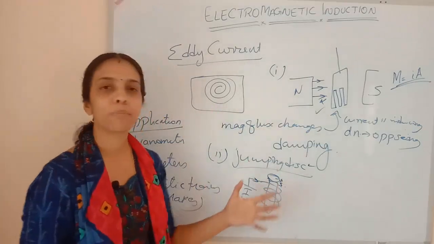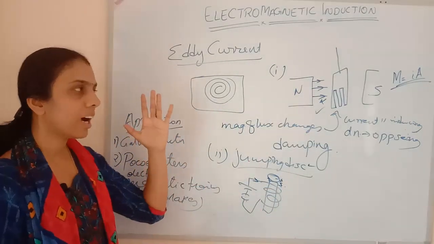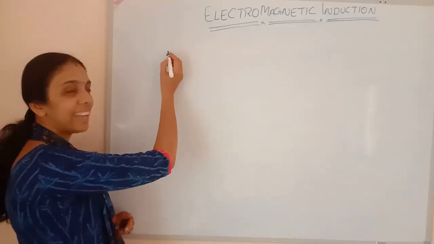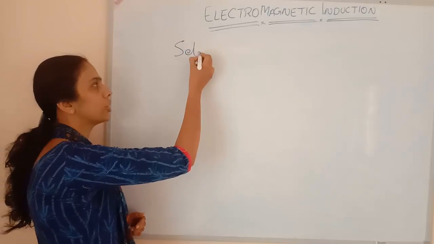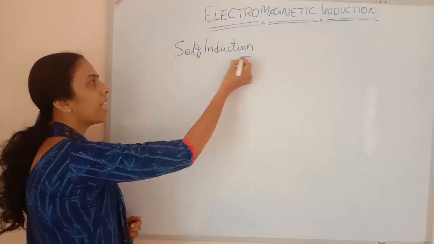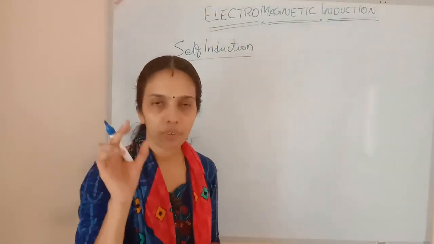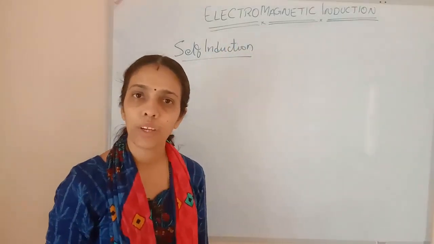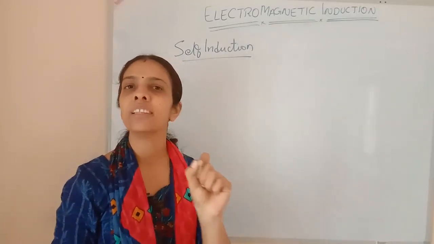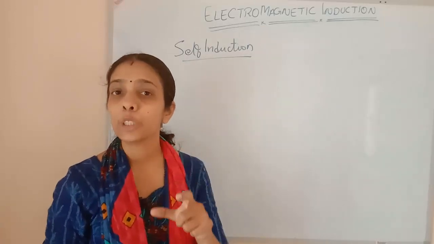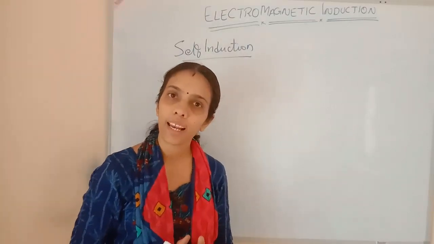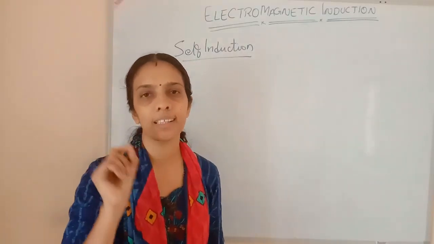Clear what is meant by eddy current, how it is produced, and its applications? Next is self-induction. So what is meant by self-induction? It is the property of a coil by virtue of which it opposes any change in the current by inducing an EMF inside it. It won't allow the current inside it to change.